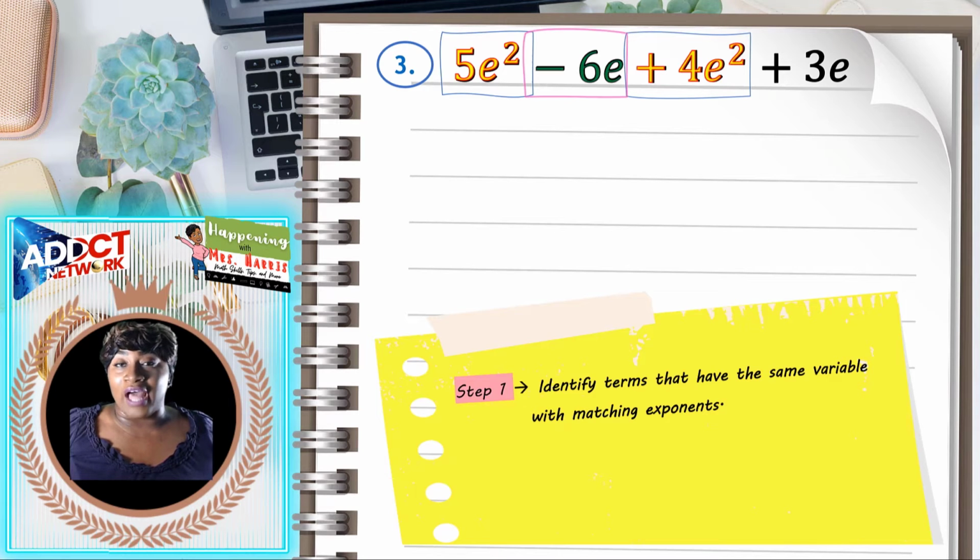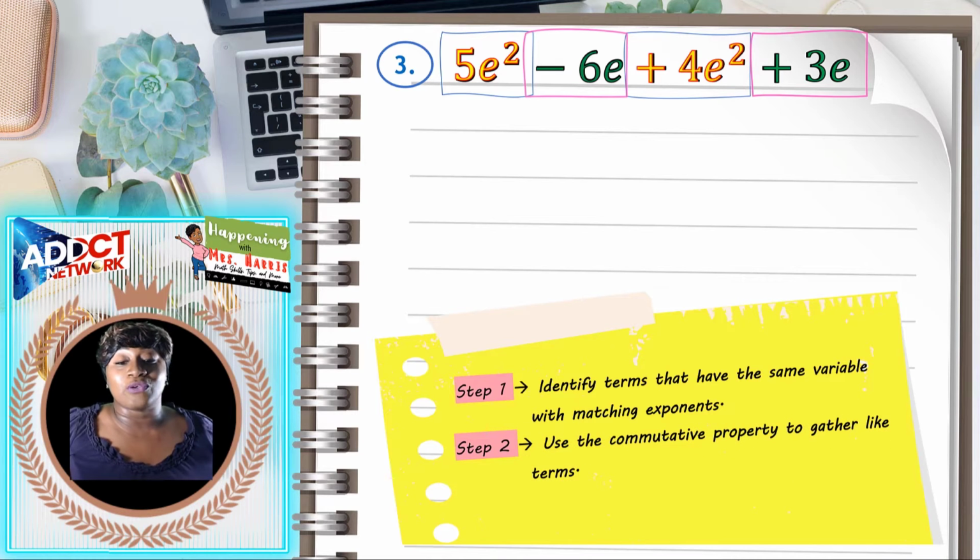The next group of like terms will be the minus 6e and plus 3e. Both of these are like terms since they both have the variable e with no exponent. Step 2, we will use the commutative property to gather the like terms. So the terms that both have the e to the second power, we'll group them together. Then we'll group the other set of terms, the ones with just the variable e.